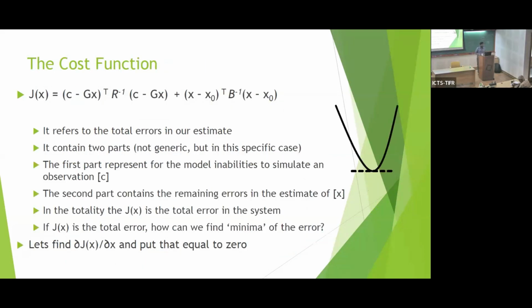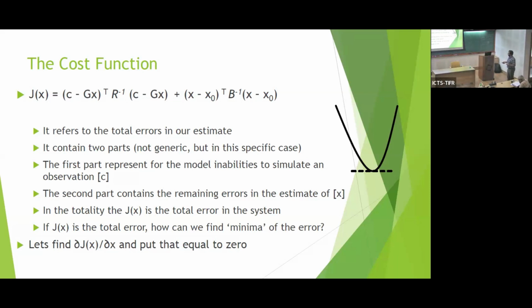Now, let us see how the cost function looks, and this is the cost function we set up. Let us go through some wordings of this. It refers to the total error in our estimate. It contains two parts in this case especially. First part is the model's inability to simulate observation C. Second part contains the remaining error in the estimate of X. Okay. So in my problem, I am putting X as the flux and C as the concentration. But in other problems, X can be the background error in the model if it's a weather forecast model, and R is the observational error. In totality, Jx is the total error in the system.